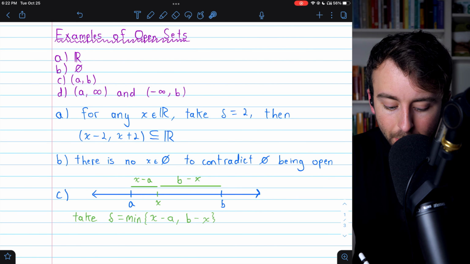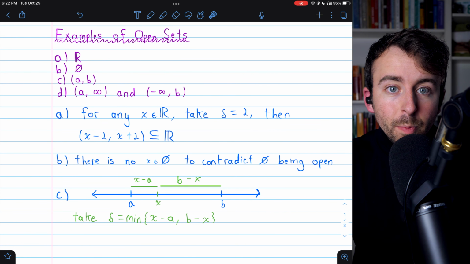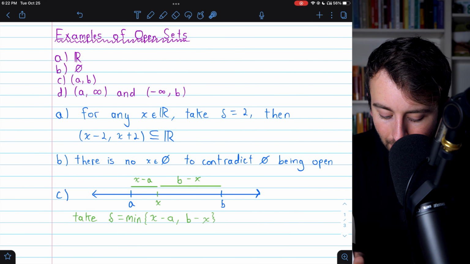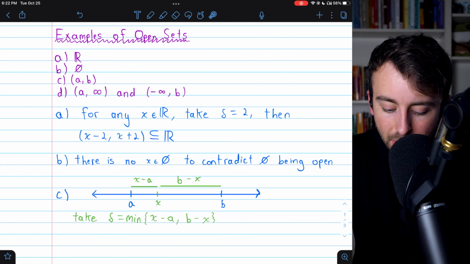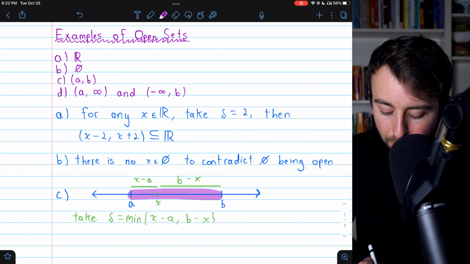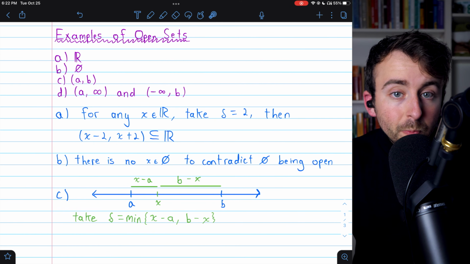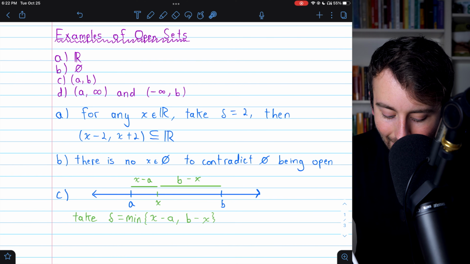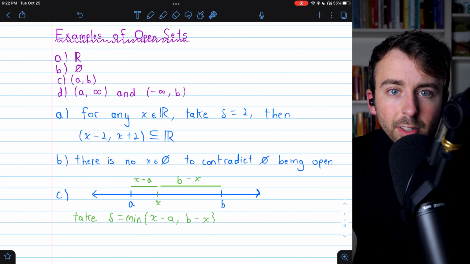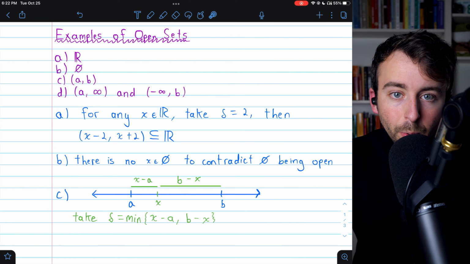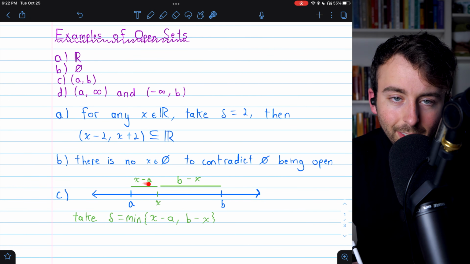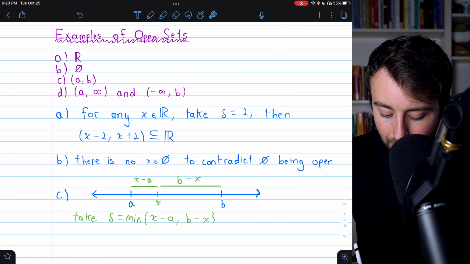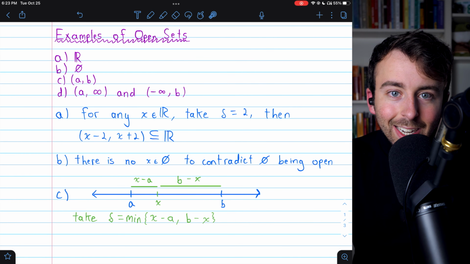Next, as we would hope, the open interval from a to b is an open set. We can see that with this picture. Here's a, here's b, so the open interval is just all these numbers between them. Let's say you give me some number in this open interval, some number in this set, call it x. Then there's a distance between x and the left endpoint of the interval, so that distance is x minus a. There's also a distance between x and the right endpoint, which we would call b minus x.